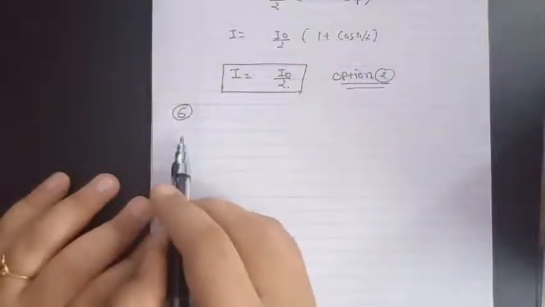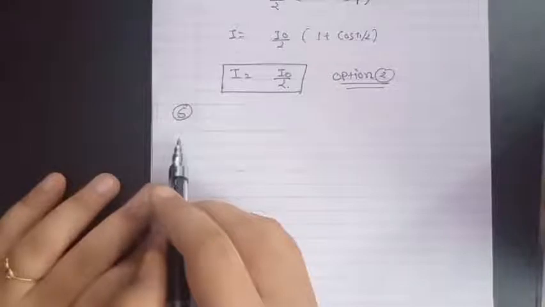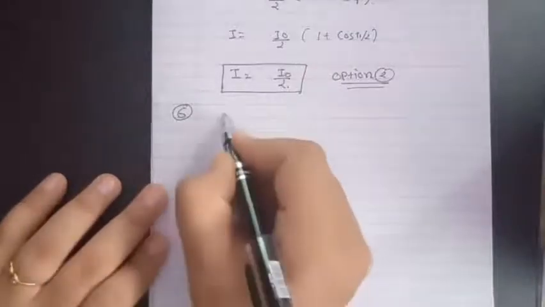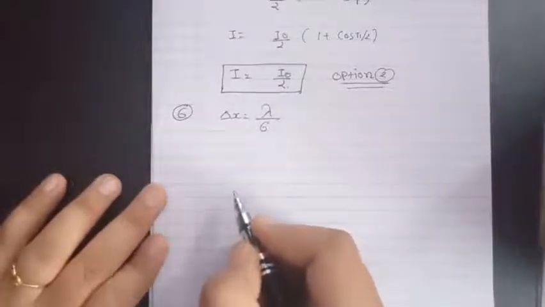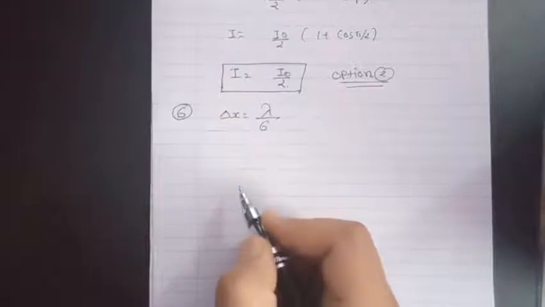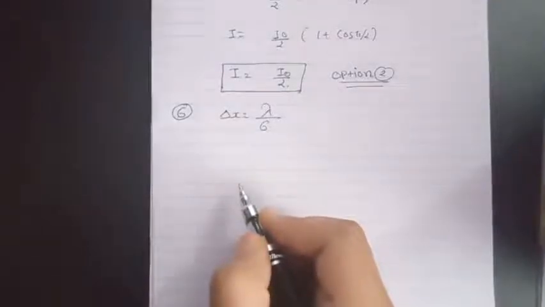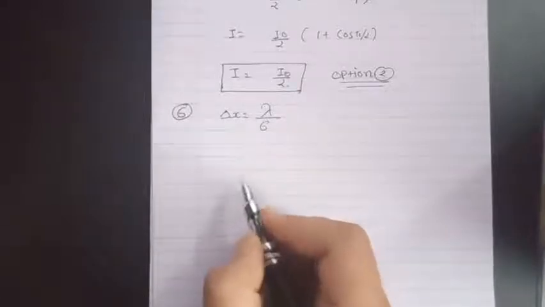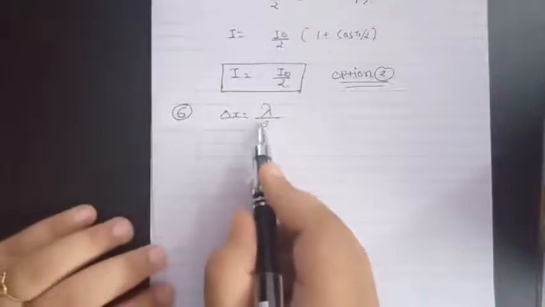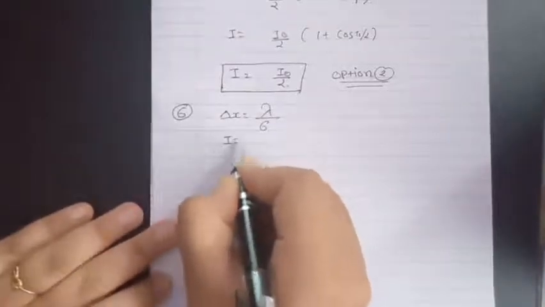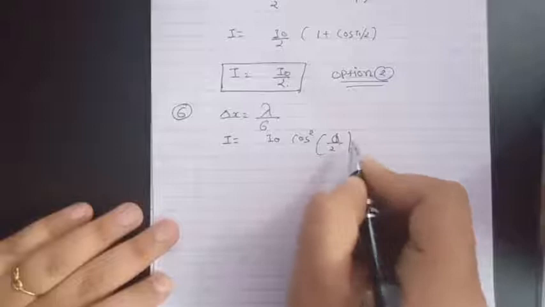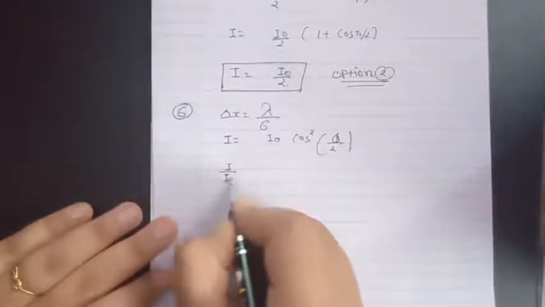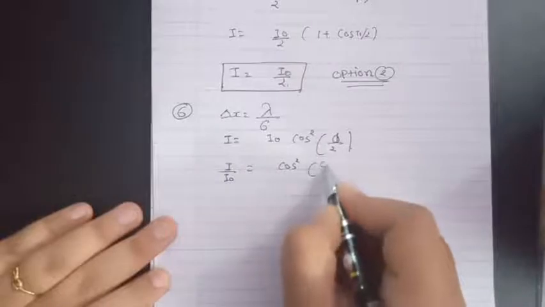In question number 6, the path difference between two interfering waves at a point on the screen is lambda by 6, that is, delta x is equal to lambda by 6 from the central maximum. We want to find the ratio of intensity at this point and that at the central fringe. We know that intensity is given by I naught into cos square phi by 2. So I divided by I naught will be equal to cos square phi by 2.